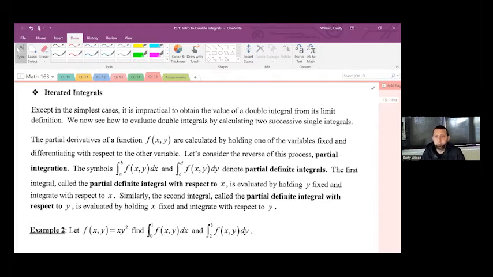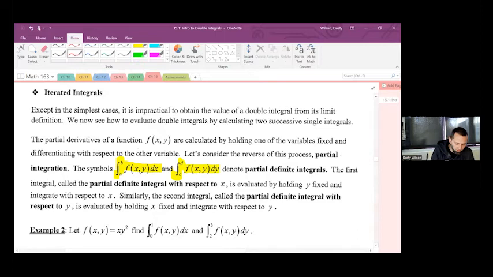The partial derivatives of a function f of x,y are calculated by holding one of the variables fixed and differentiating with respect to the other variable. Let's consider the reverse of this process, partial integration. The symbols, the integral from a to b of f of x,y dx and the integral from c to d of f of x,y dy.